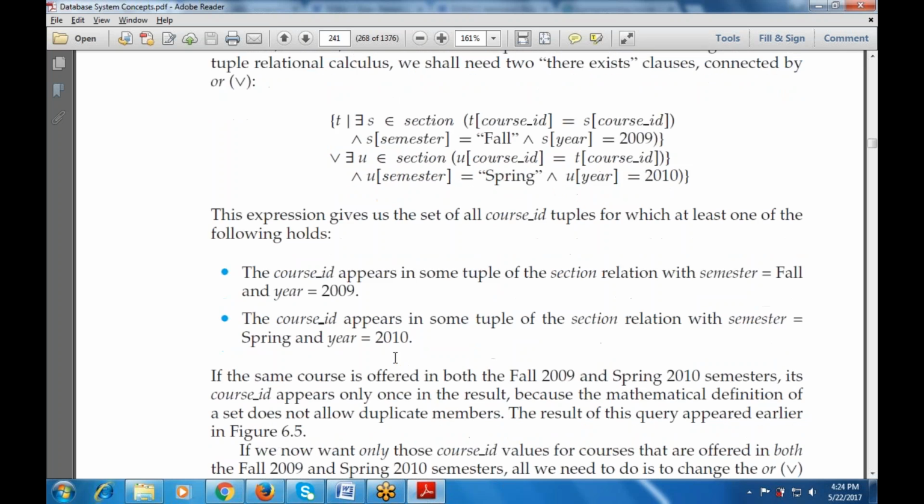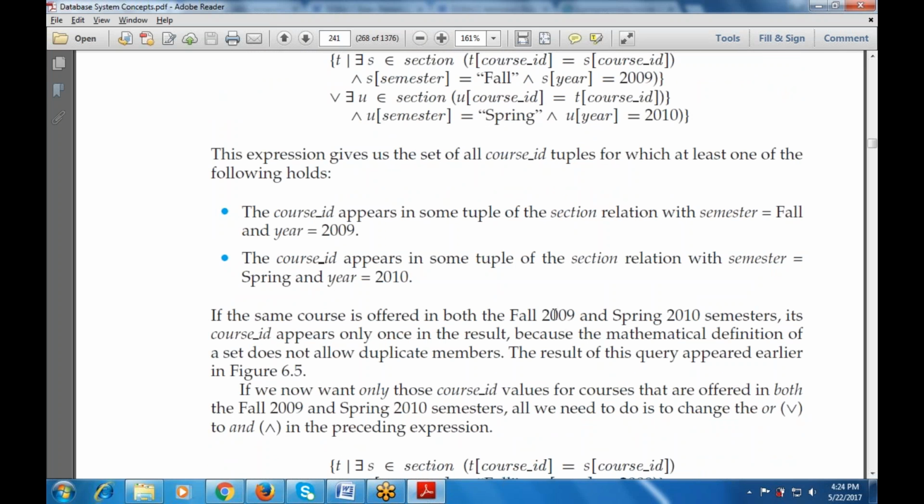Now, if the same course is offered in both the fall 2009 and the spring 2010 semester, its course ID appears only once in the result, because the mathematical definition of a set does not allow duplicate members. So the result of this query shows it only once.